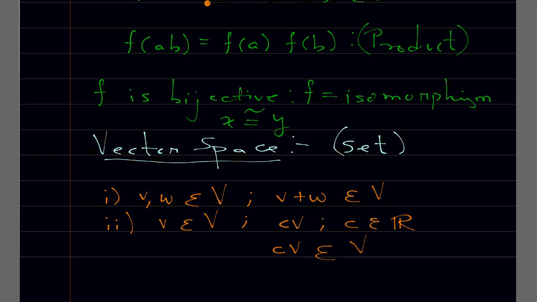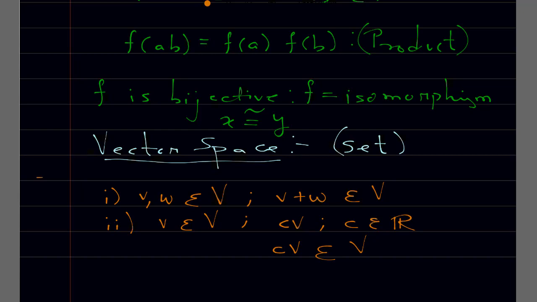So if a set satisfies these properties, then you can call it a vector space. So whenever I use the word vector space, remember it's a set with certain properties. Whenever I use the word group, you always think of a group as a set of elements with some properties. So you think in that way and remember the properties.